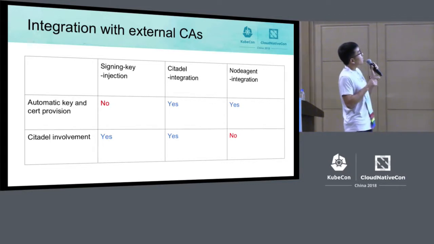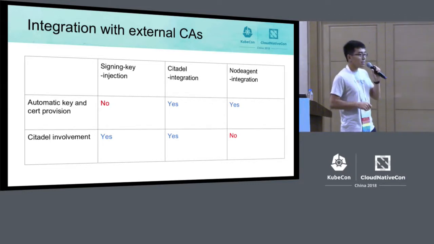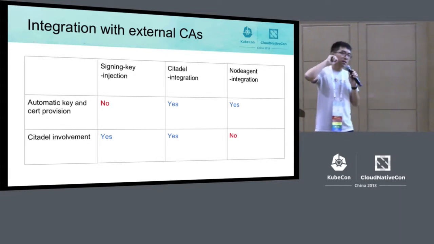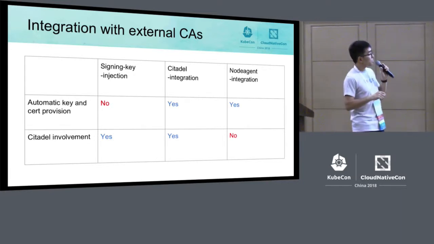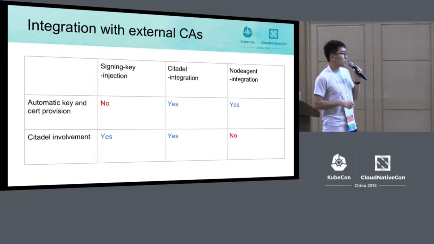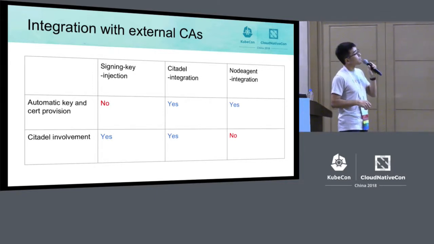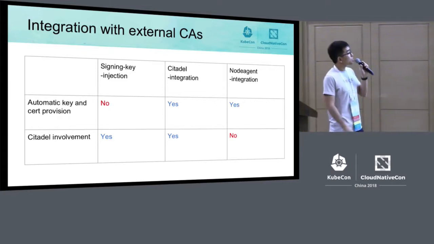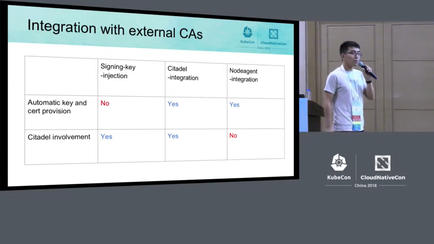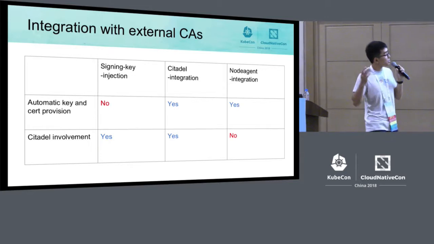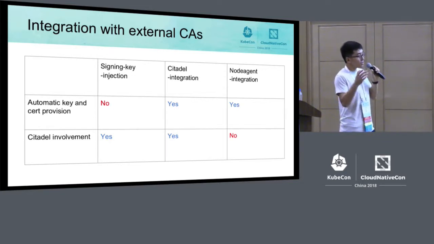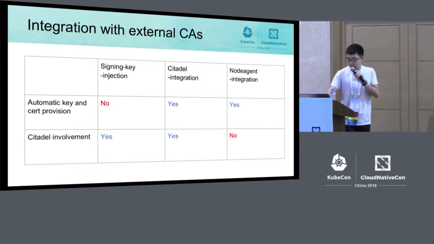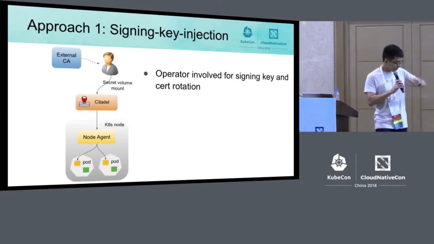And the second one is Citadel integration. It allows the Citadel to dynamically call out to your API. It could be Acme. It could be your own CA, as long as you write an adapter on Citadel. The third one is Nodeagent integration. It's able to get rid of the Citadel. If your system doesn't want to use Citadel, it can directly hook up with your own CA. So next slide, I'm going to talk about each of them, right?